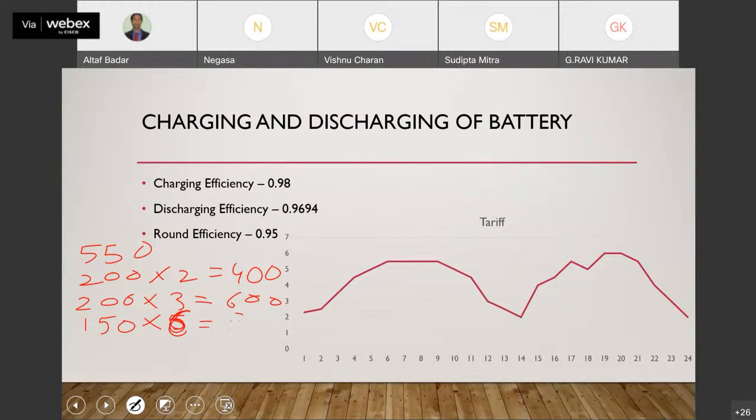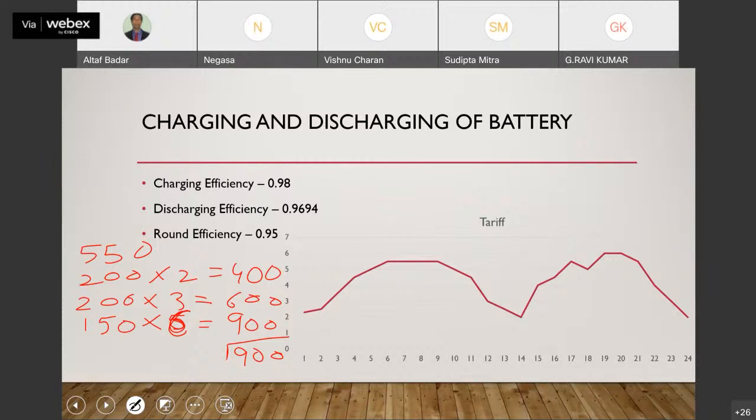So I'll have to pay around 900 here, right? So the total bill that comes out is 1900. I believe this is understood. This is how the electricity bill is usually calculated.